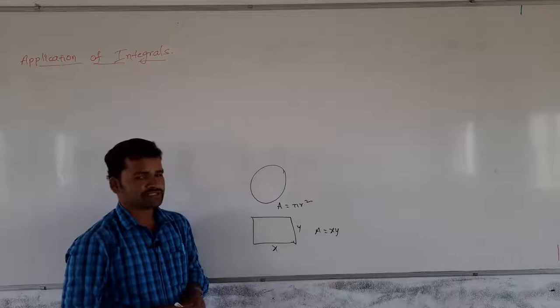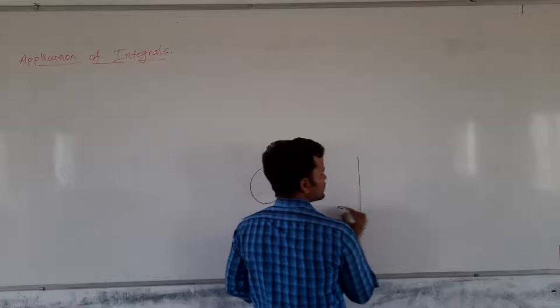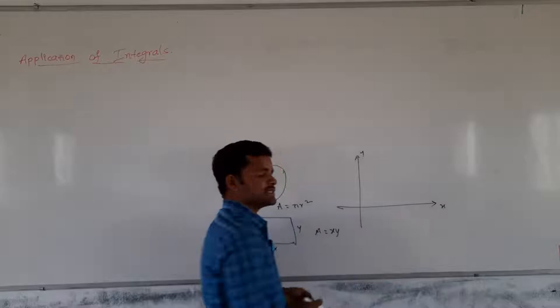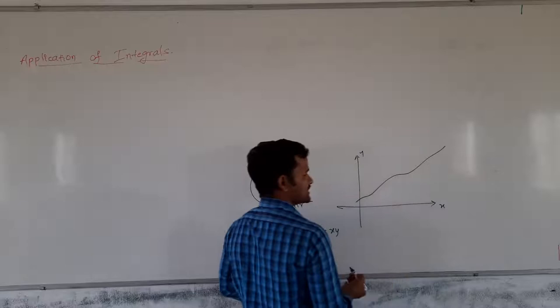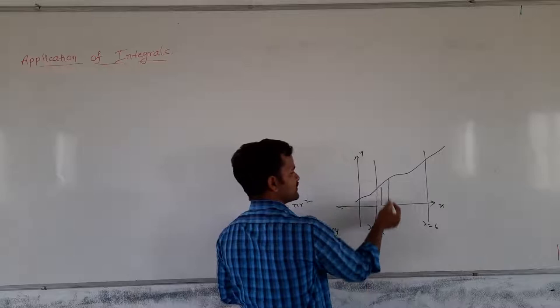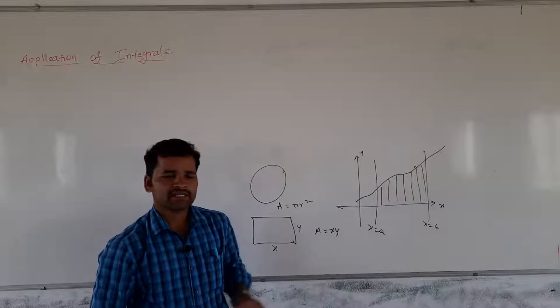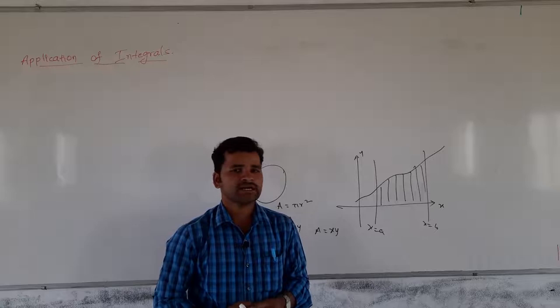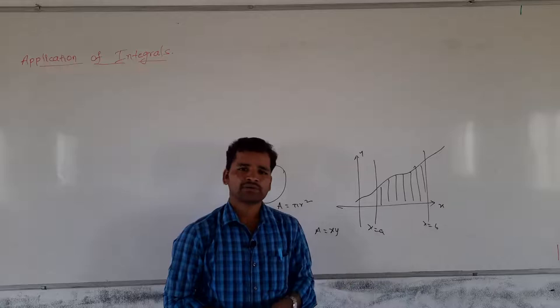Instead of that, suppose a zigzag curve is given to us. Zigzag in the sense the shape can be anything. Suppose a curve is given like this and they ask you to find the area bounded by the curve from the point x is equal to a to x is equal to b. If they ask you to find this whole area, how do we find it? That area can be found very easily just by using integrals. So that is the application of integrals. That application we are going to study now under the heading application of integrals.